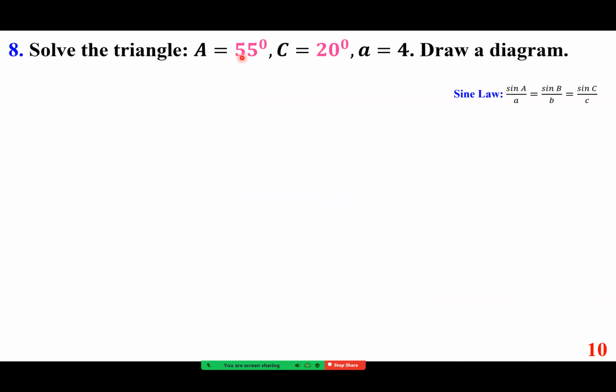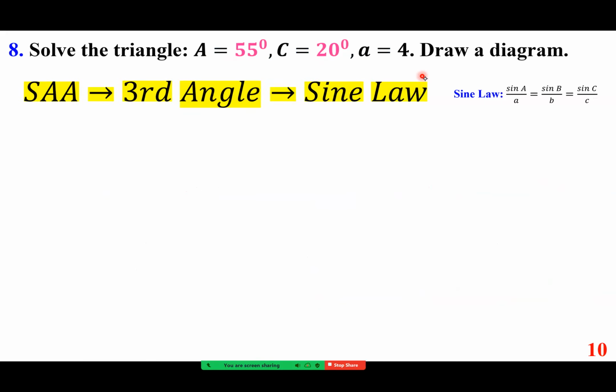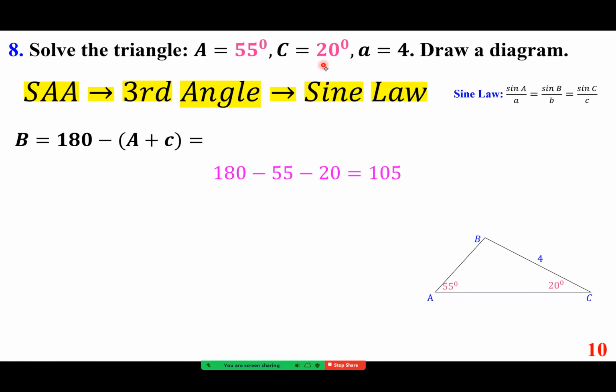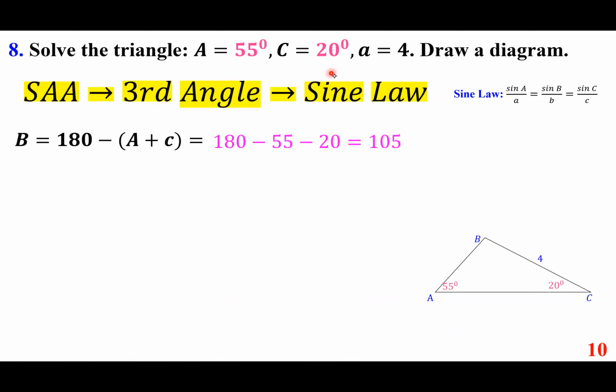We want to solve this case. A is 55 degrees, C is 20 degrees, a equals 4. And again, sine law, and again, it may not be to scale. So clearly 55 plus 20 subtracted from 180. That would be the very third angle. Okay. So when two angles are given, the third one comes easily to us. The total sum of the interior angles must be 180.